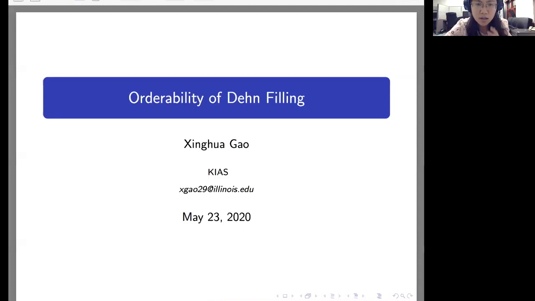In my talk, I will talk about the orderability of Dehn filling. In the first part of the talk, I will focus on definitions and especially PSL2R representations. And in the second part, I'm going to focus on proofs and applications, and I will show some pictures.